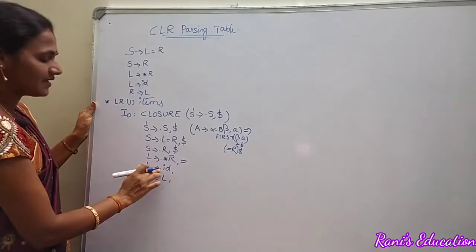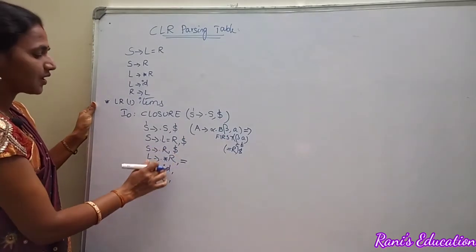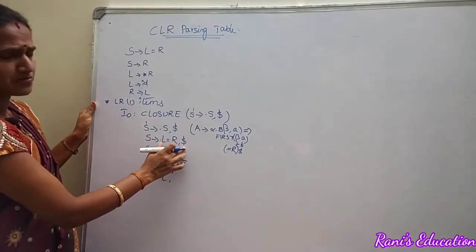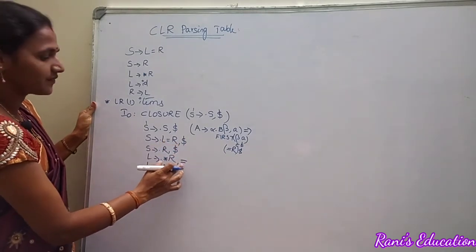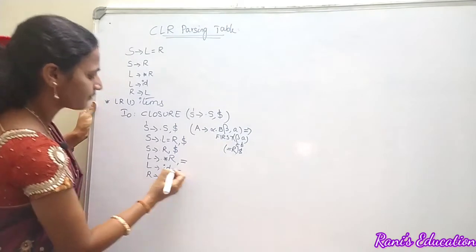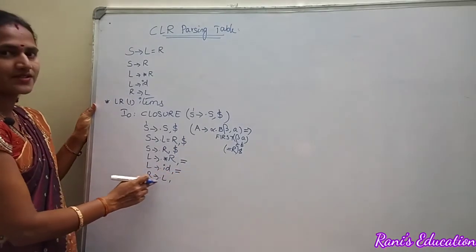Okay, so go for the L→R.id. How are we going to compute the look ahead with respect to the second production only? What look ahead did we get for that second production? That is equal. Now move on to R→L.